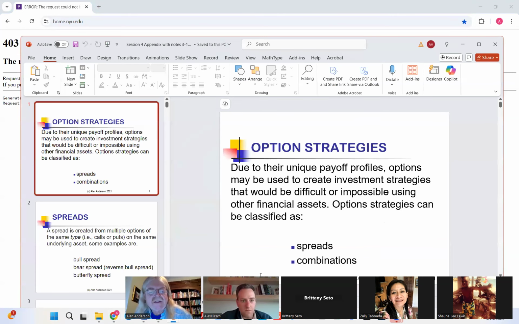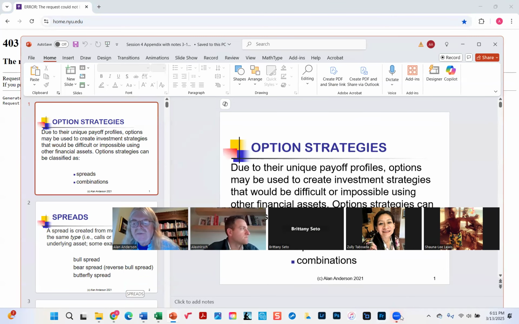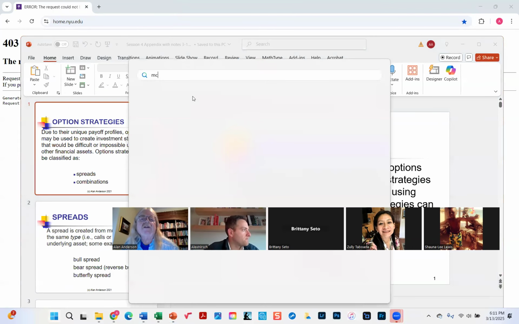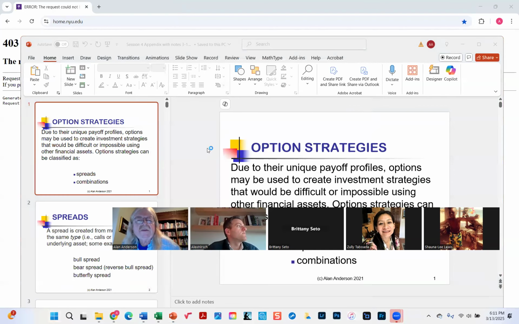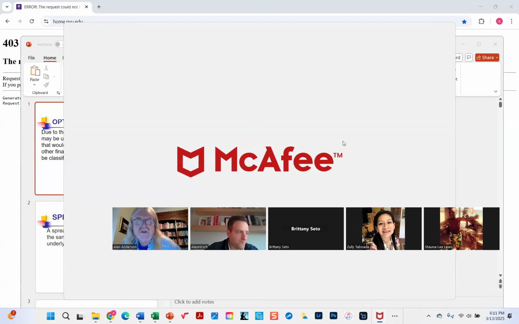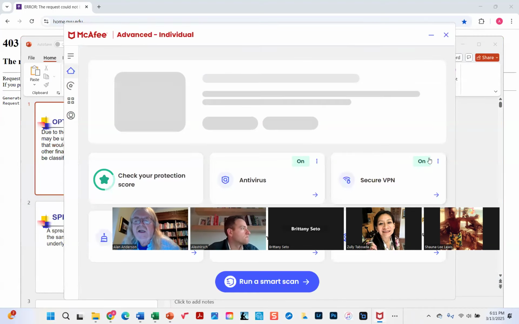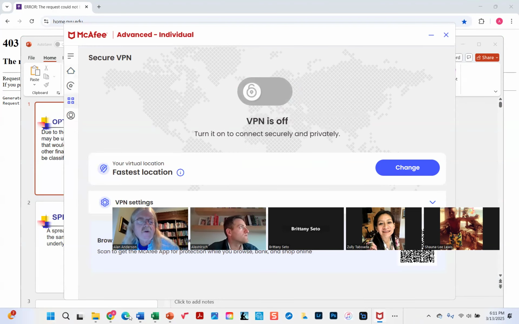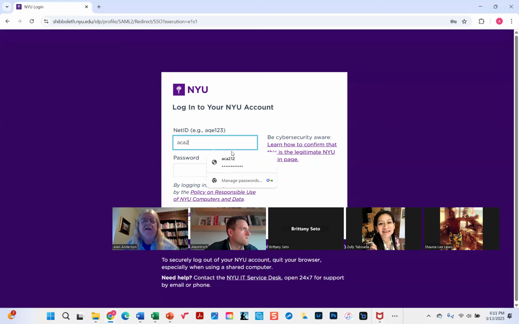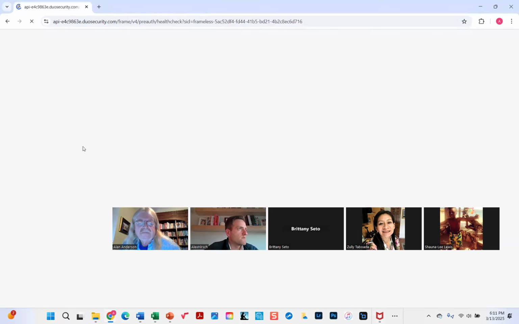Oh, that reminds me, I've got this stupid thing here. I have McAfee for my virus checker, and it's so over aggressive that certain websites, I can't go to them unless I turn off the VPN feature. So I have to turn this off in order to go. For some reason, home.nyu.edu does not work when that thing is on. All right, let me get that.